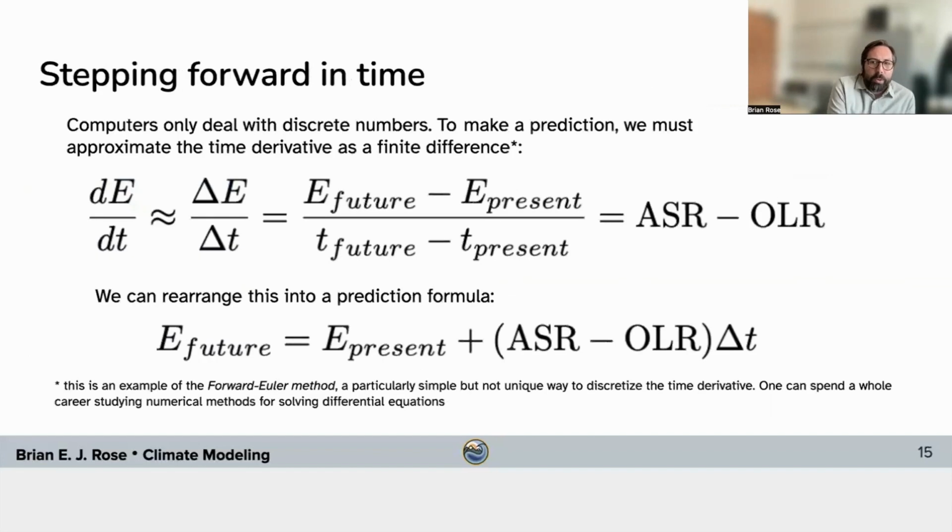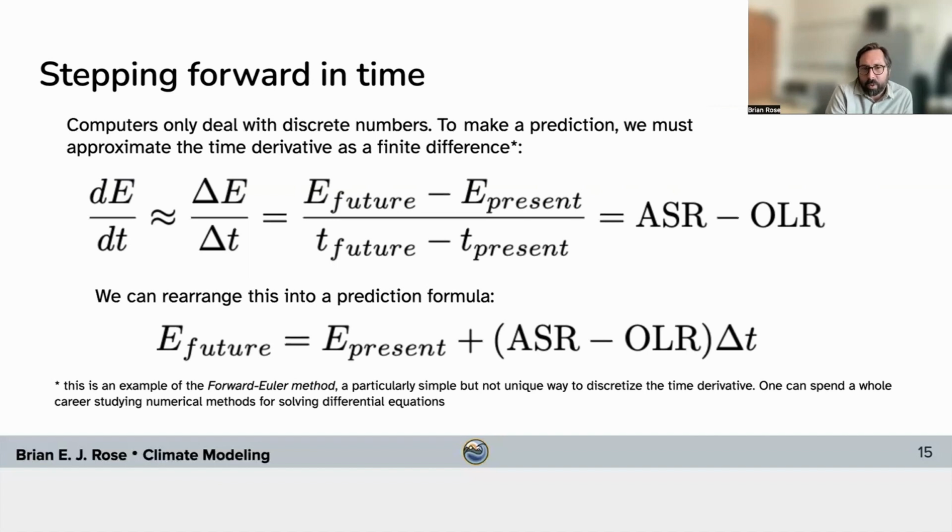But if we want to be quantitative and actually solve equations for a climate model, we're going to typically need to use a computer, and the computer only deals with discrete numbers. So I want to just say a couple simple things about this idea of discretization. We have to approximate time derivatives in some form of finite difference.